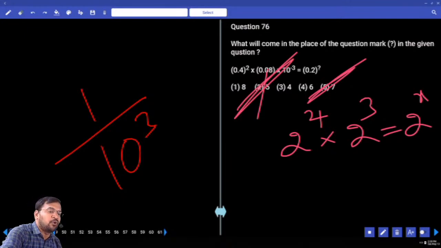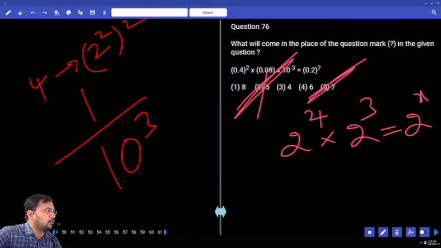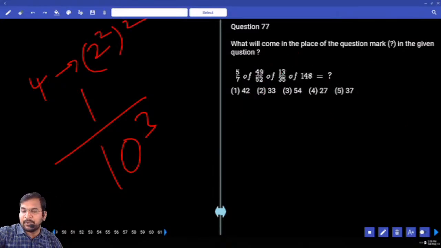This is not 2, this is 4. 4 we can write as 2 square. Already square is there. 2 to the power of 4. Question number 77.